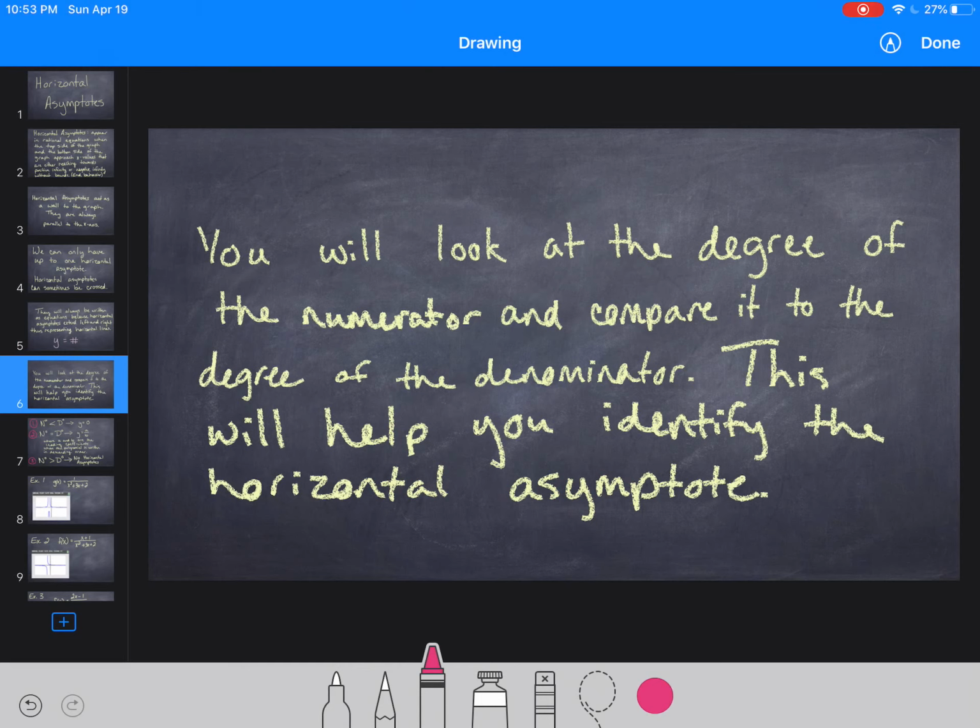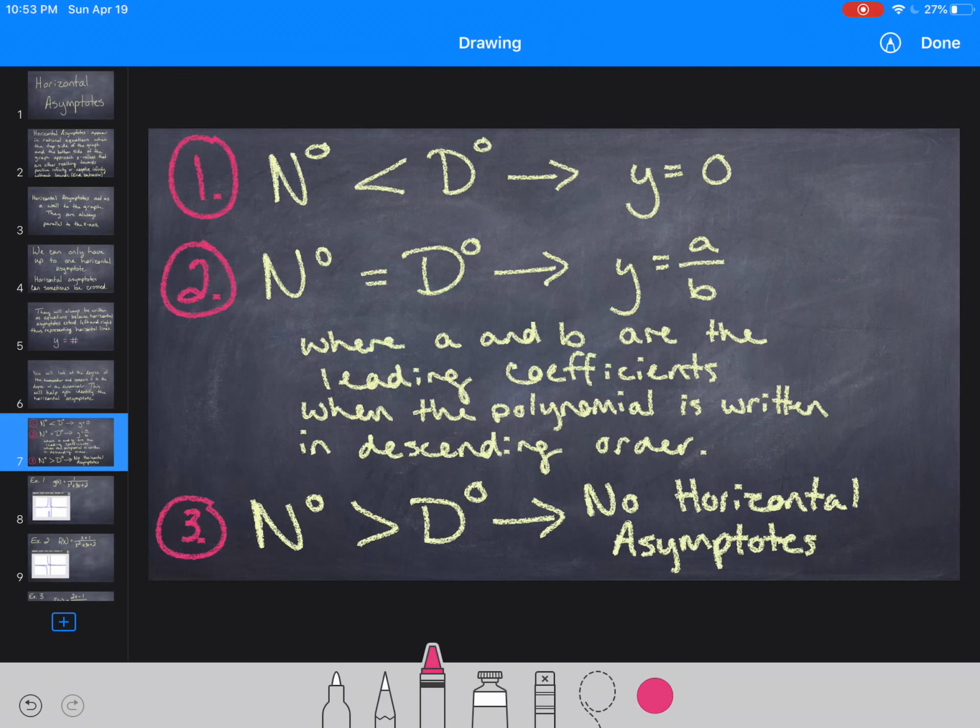You will look at the degree of the numerator and compare it to the degree of the denominator. This will help you identify the horizontal asymptote. There are going to be 3 scenarios that we can run into while working with horizontal asymptotes. You need to write these down.